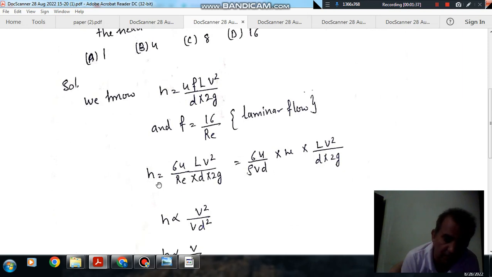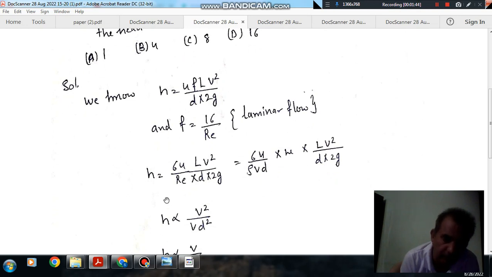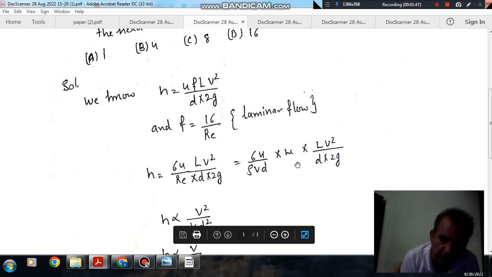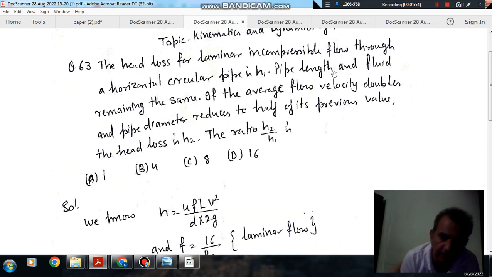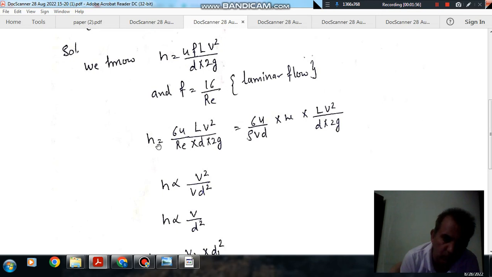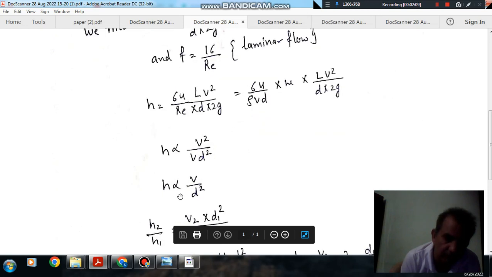So we can see, as the fluid is the same, density is constant and viscosity is constant, and if it is a function of velocity and diameter, then this velocity will cancel. And length is also constant, the pipe length is the same. So for H to be a function of V and D, the dependence is H directly proportional to V square by V into D square, or we can say H is directly proportional to V by D square.